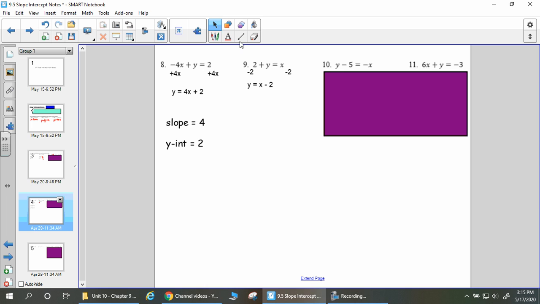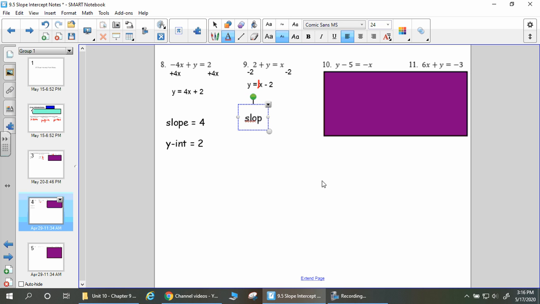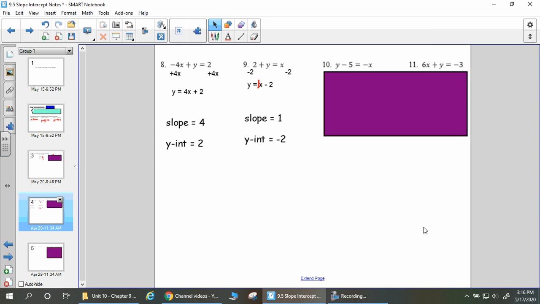Notice there's nothing in front of my x. Remember, there's always an invisible 1, and so if you wanted to write it with that 1, you could do that. And so that means if I'm finding my slope, it is going to be that positive 1. My y-intercept is going to be that negative 2. Again, hit pause if you want to try 10 and 11 on your own quick.